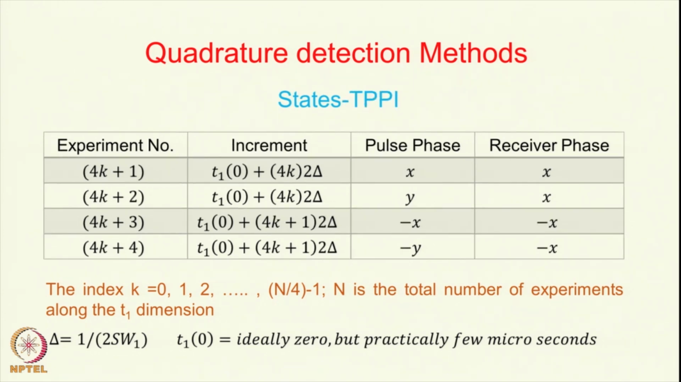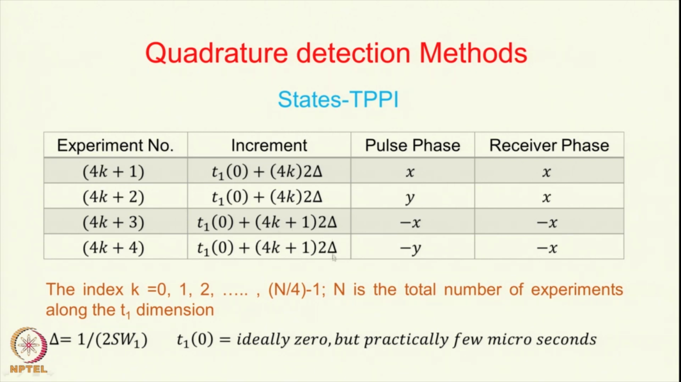This is the combination of States and TPPI methods, and it goes in the following manner. Once again groups of 4. Let us say for k equal to 0, I will have the experiments 1, 2, 3, 4, and for k equal to 1, I will have the experiments 5, 6, 7, 8 and so forth as before. For the first 2 experiments, this goes in the same manner as the States method, that we have the T10 and no increment here. For the third and the fourth experiments, because k is equal to 0, I will have the increment 2 delta here.